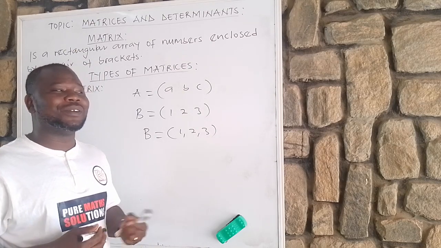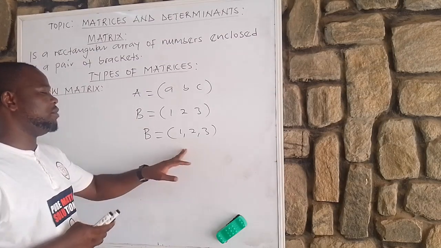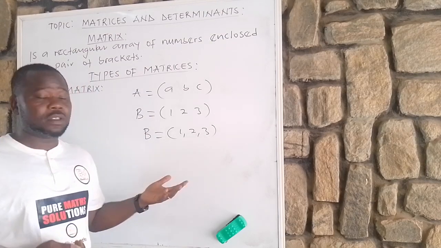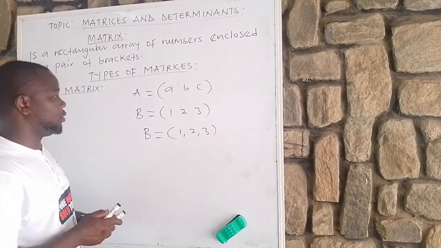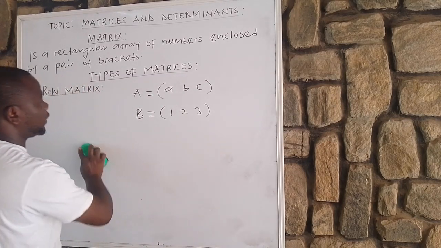Because some teachers or lecturers are very funny. They may say, true or false, this is a matrix, B equals to this. True or false? It's false. It is not a matrix. Take note. Is that clear? Okay. So that is that.